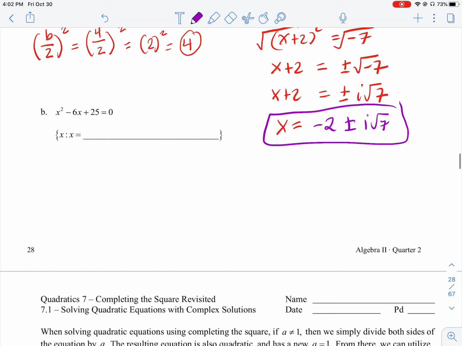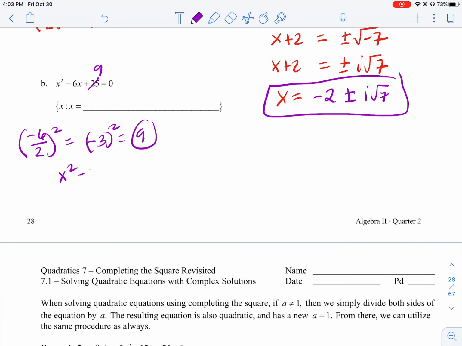Okay, moving on. Let's have another example. We have x squared minus 6x plus 25 equals 0. Again, your first step was to get the b value. So you have negative 6 divided by 2 squared, negative 3 squared, that's a 9. And this is supposed to be a 9. So because it's a 25, we need a space for the 9 to come in. So we are going to move the 25. So x squared minus 6x equals negative 25. And then you're going to add 9 in here. Because you add 9 on your left, you add 9 on your right.